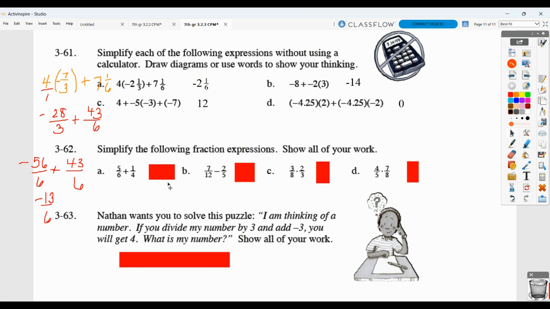Here, I want to see that you change them to common denominator fractions. If you're not good at common denominator fractions yet at this point, you need to work on that. So you're going to change these both to 12ths, and you end up getting 13 twelfths, which is 1 and 1/12. Here, you're going to change them both to a common denominator of 60. Again, show your work. I'm not showing it, but you need to. And you end up getting 11/60ths.